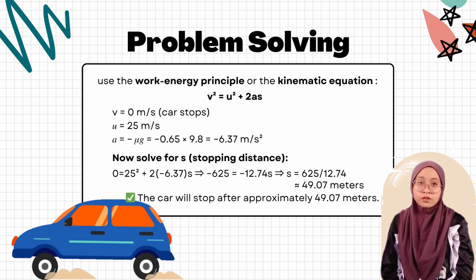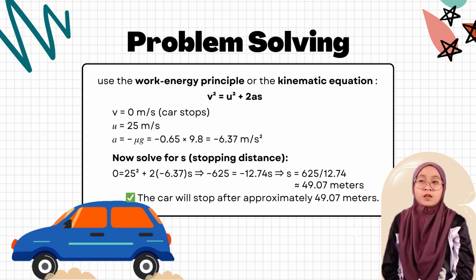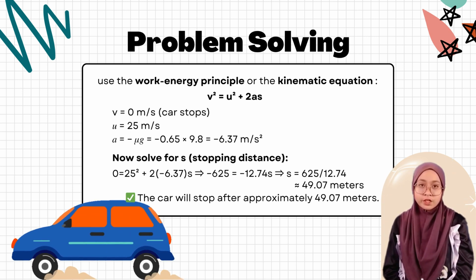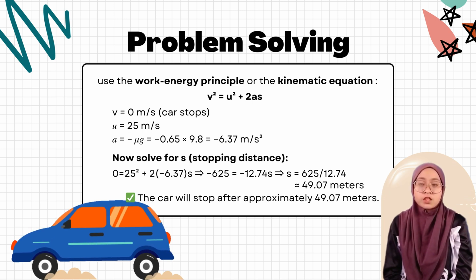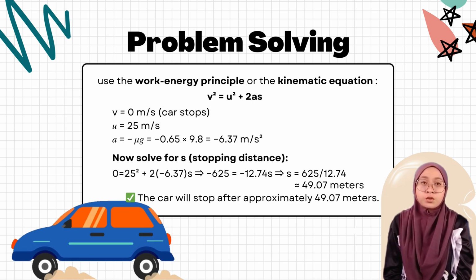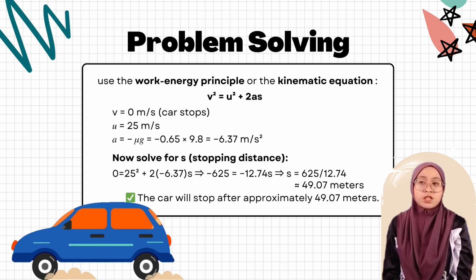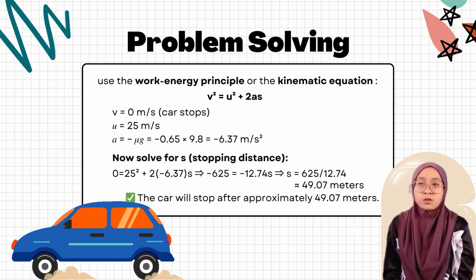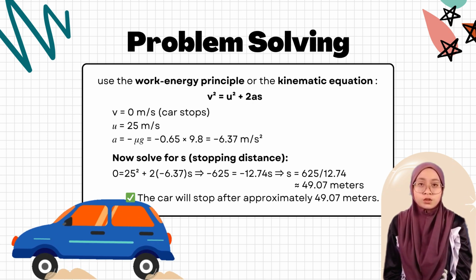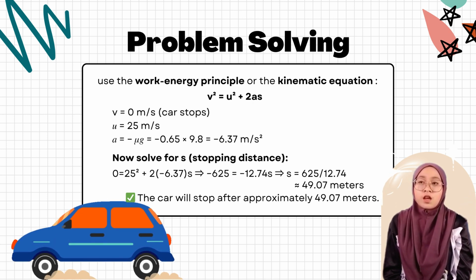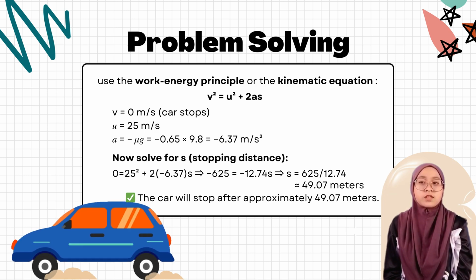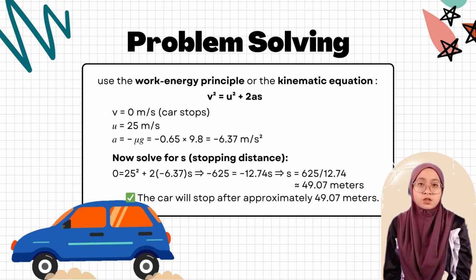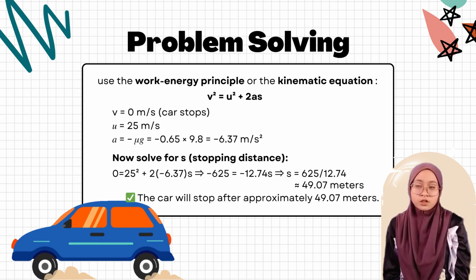U equal to 25 meter per second. And then we need to find the value for acceleration, which is a equal to negative mu g. The value for mu and g is already given. Mu, which is coefficient of friction, is equal to 0.65. g is equal to 9.8. Then we will substitute the value into the formula, which negative 0.65 times 9.8 will be negative 6.37 meter per second square. That will be the value for acceleration.